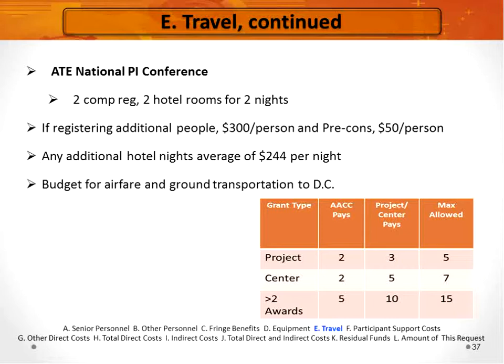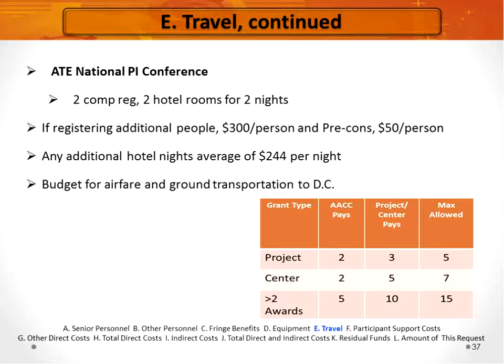So in doing that, note that AACC provides some assistance for the ATE conference. If you look at this little chart down here, AACC provides registration and lodging costs for 2 people for 2 nights per ATE project and center. As a project, you're actually allowed to bring up to 5 individuals, as a center up to 7 individuals, and again, AACC will support 2 individuals for registration and lodging.